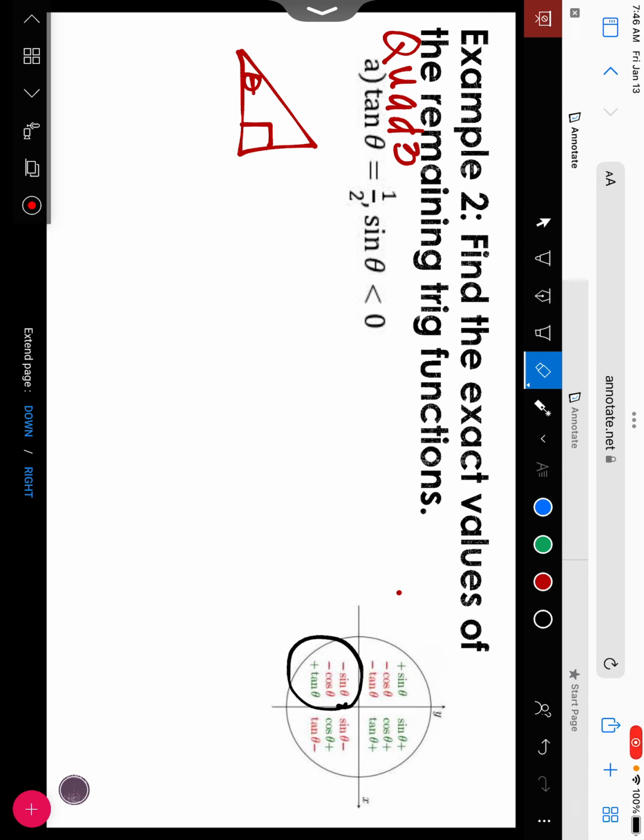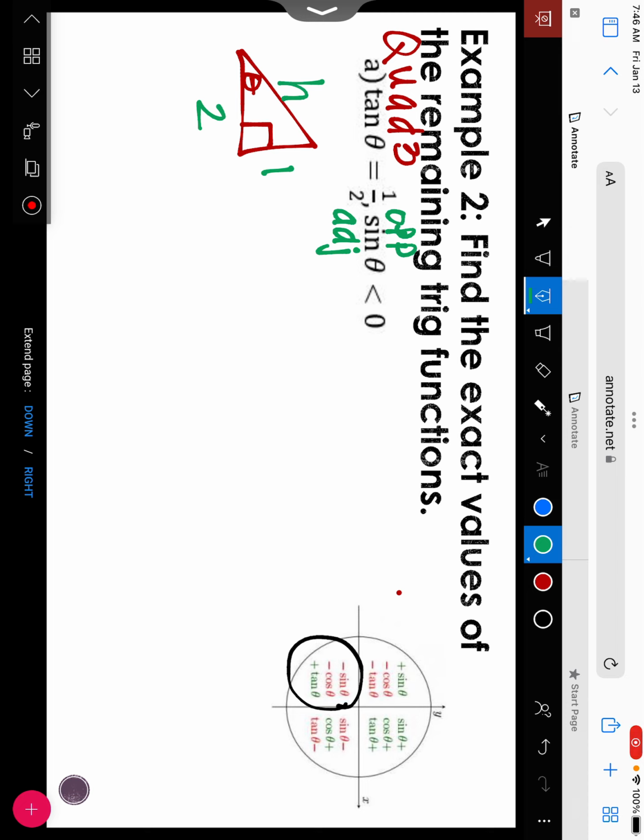All right, so we know that tangent is equal to opposite over adjacent. So the only side we don't know on this right triangle is what? What's the third side? It's opposite, adjacent, and what's the third one? Hypotenuse. We need to find the hypotenuse. So opposite is a 1, adjacent is 2, and we need to find the hypotenuse.